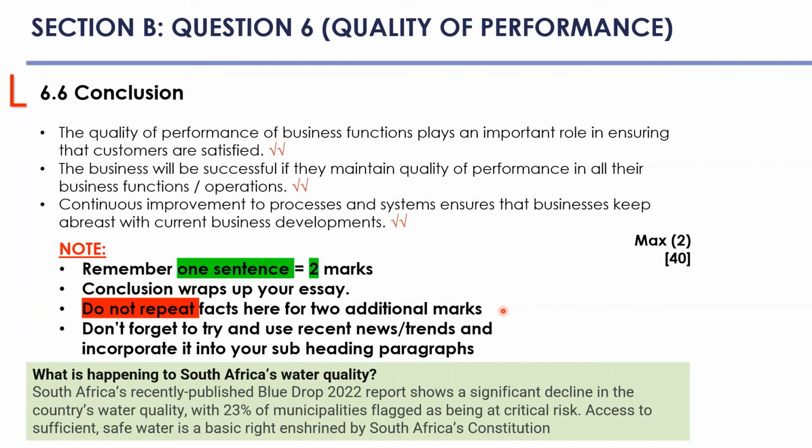Now, interestingly, I have Googled what is happening with South Africa's water quality. I just typed in the word quality in South Africa today, and it came up with this story that was published quite recently. South Africa's recently published Blue Drop 2022 report shows a significant decline in the country's water quality, with 23% of municipalities flagged as being at critical risk. Access to sufficient safe water is a basic right enshrined by South Africa's constitution. Now, this is obviously recent information. Anything that is within 6 to 12 months of being published is recent and trending, and if we can Google it, then we can definitely give you your originality marks.